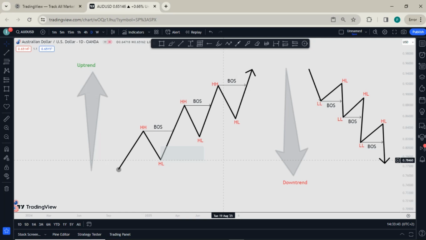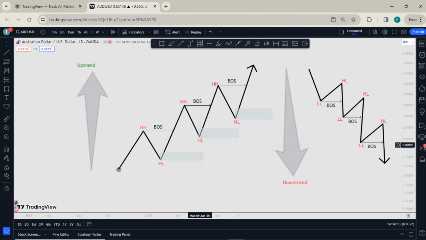uptrend. On a downtrend, when a higher low breaks a lower low, a higher low becomes an order block. So let's focus on an uptrend for now. So here, our higher low is going to become our order block, and our higher low here is going to become our order block, and our higher low here is going to become our order block, right?